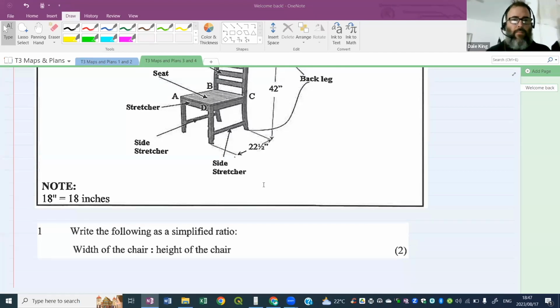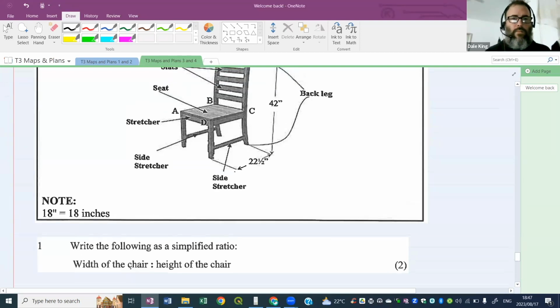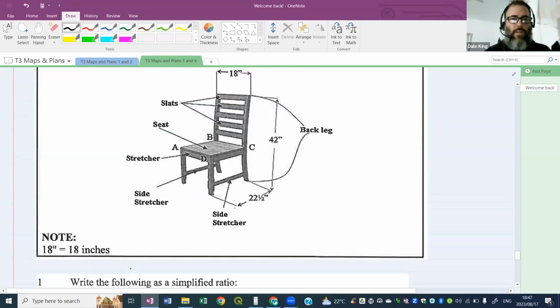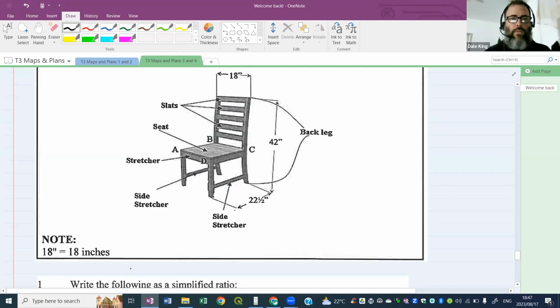The width of the chair is down there where it shows the rear foot of the chair and the front one, which is 22.5. The height of it is from the foot of the chair to the tip of the back stand, which is 42 inches. There's a third dimension here. There's an 18 at the top there.